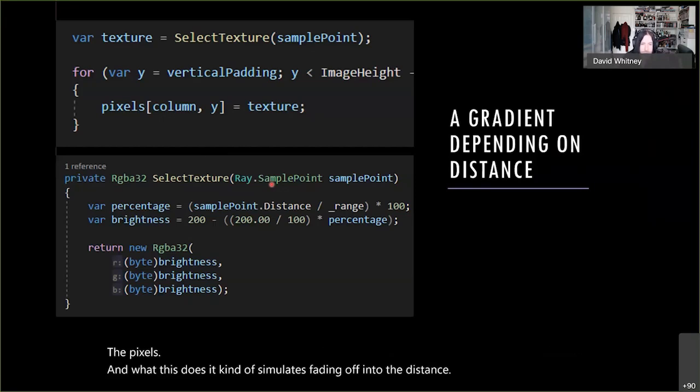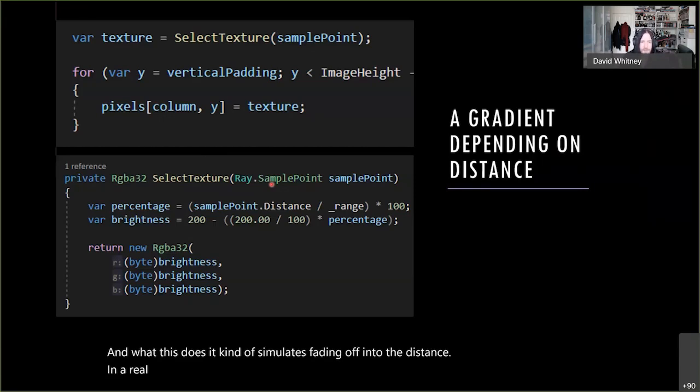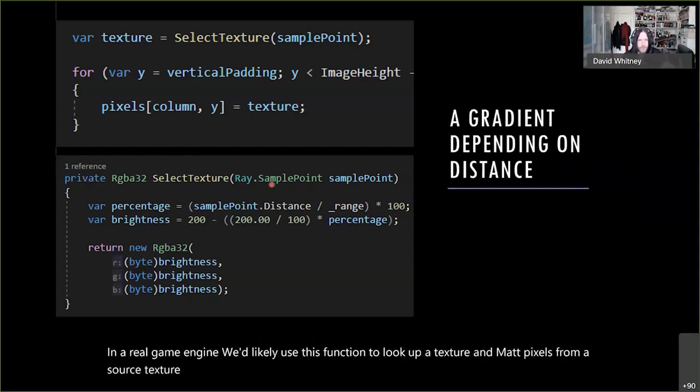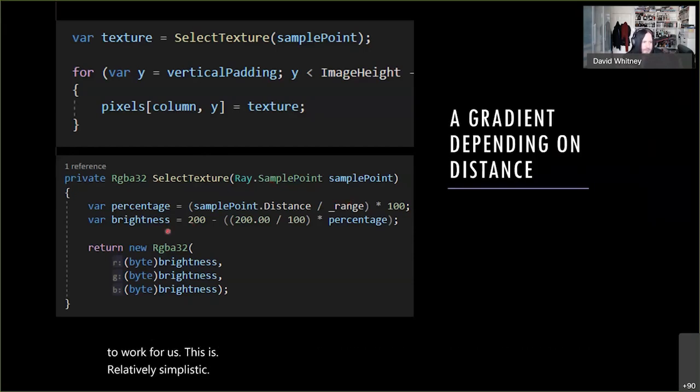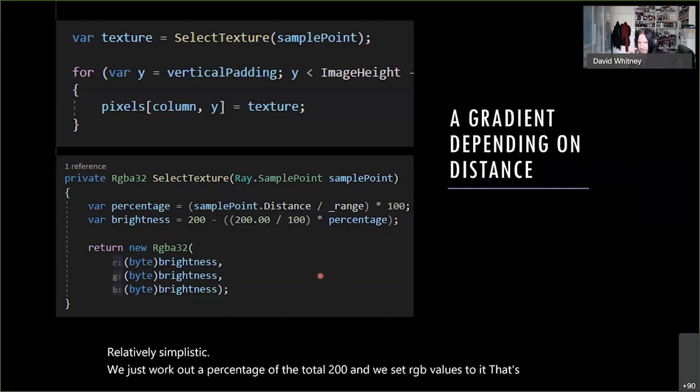In a real game engine, we'd likely use this function to look up a texture and map pixels from a source texture and project them onto the walls we're creating. But for now, flat colors are going to work for us. So this is relatively simplistic. We just work out a percentage of the total 200 and we set our R, G and B values to it. That's all we're doing. So let's take a look.